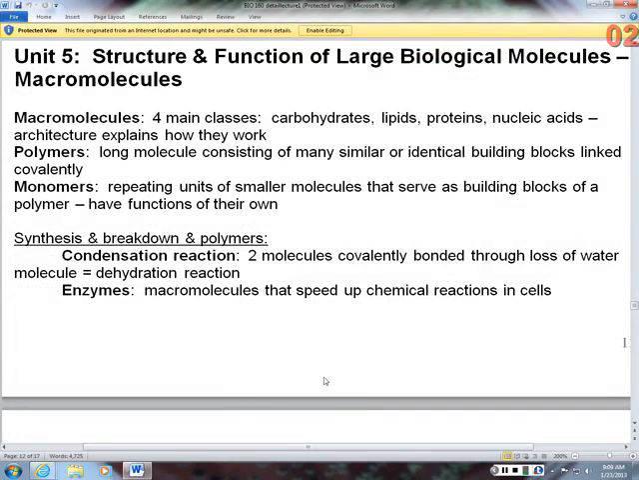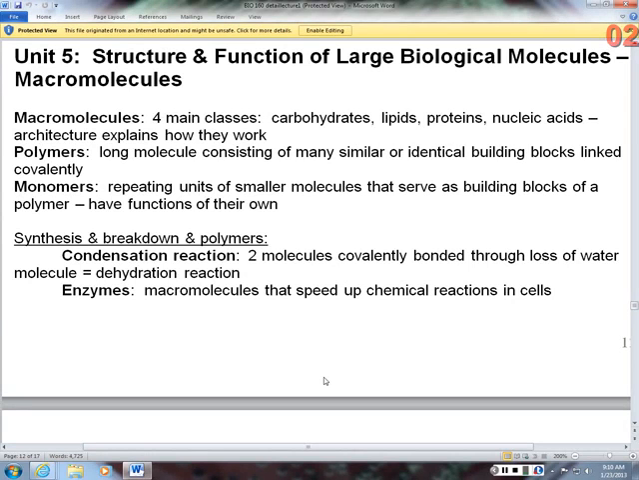One of the things you're going to see is a lot of them are polymers, which is a long molecule that has many similar or identical building blocks linked covalently. You could think of them like Legos, where you've got lots of similar pieces that get stacked on to make your bigger structure. And that's what you're going to find with these macromolecules: most of them are going to end up being polymers. The monomers are the repeating units, the smaller molecules that serve as the building blocks, and they have their own functions, which a lot of times, the accumulation of all of those different functions together makes the bigger overall piece.